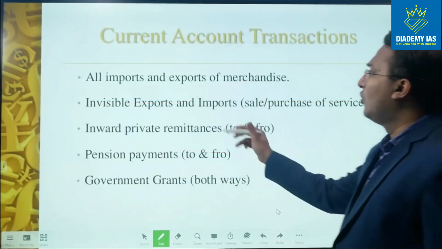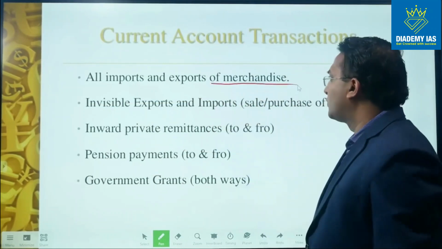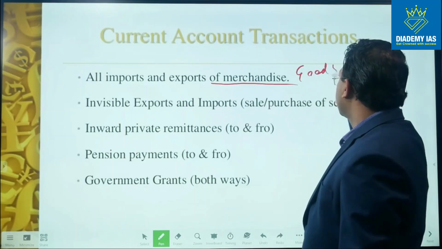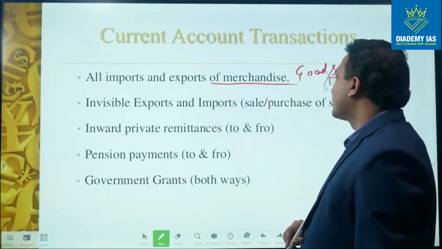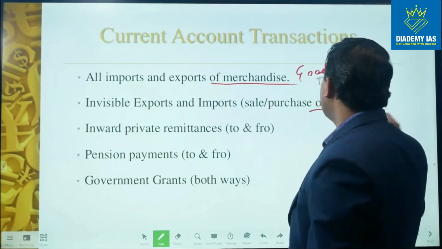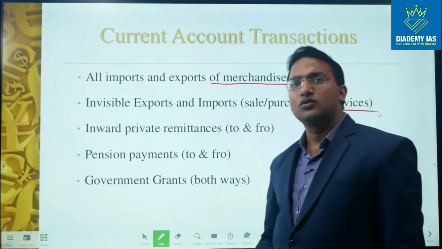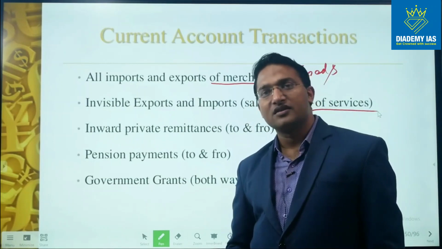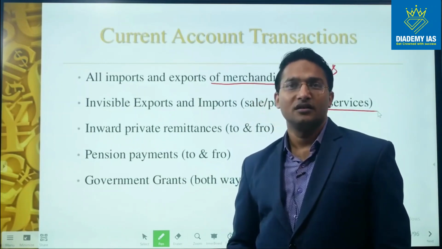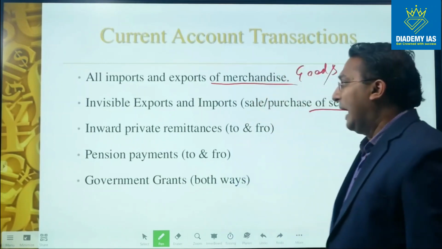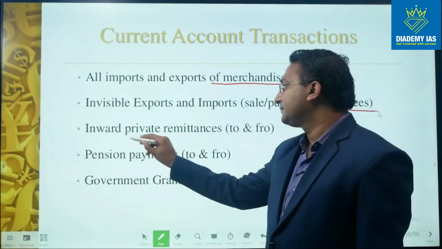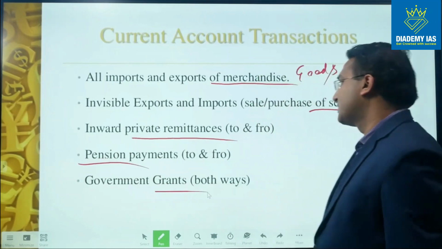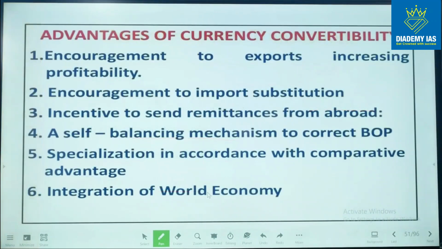So you can see all imports and exports of merchandise. Merchandise basically means the goods. Invisible exports and imports, that means the services like tourism, human resource services, financial services, software services, consultancy services, inward private remittances, pension payments, government grants. So all these are part of current account convertibility.